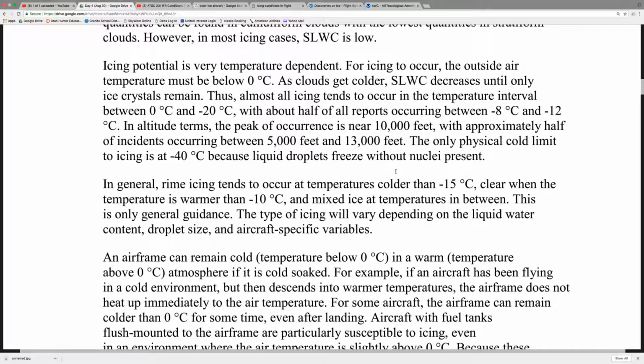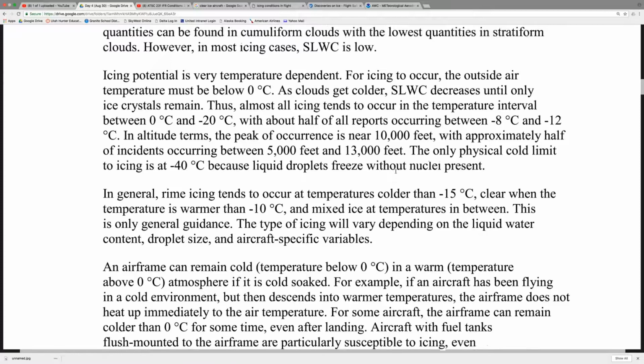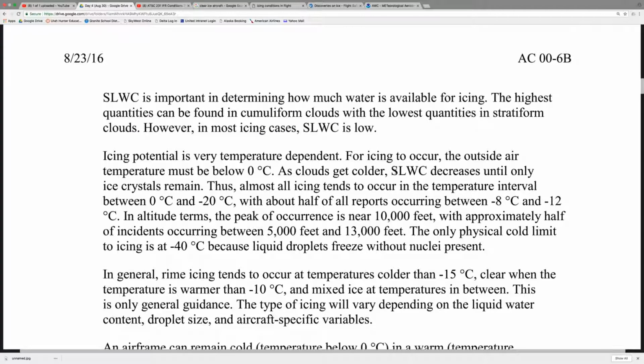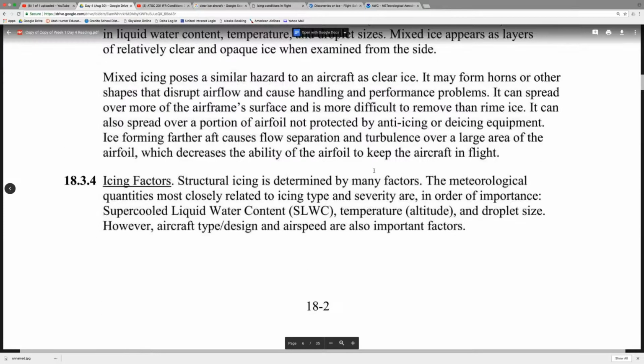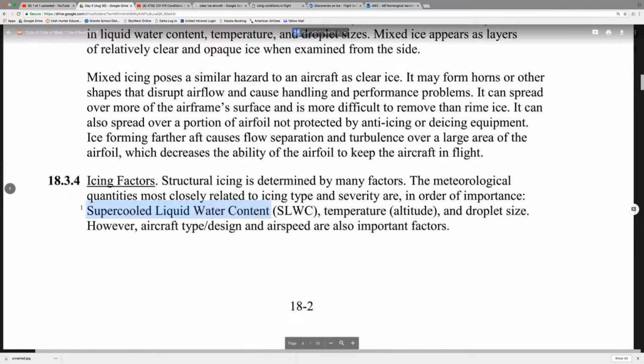And what's the acronym SLWC? SLWC stands for supercooled liquid water content. Oh yeah, supercooled liquid water content.